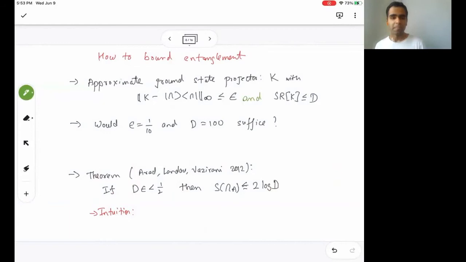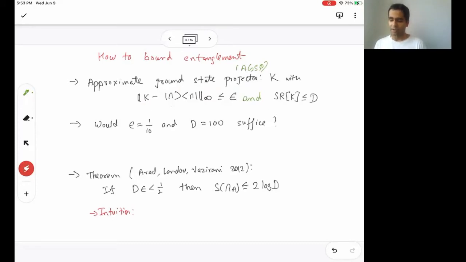Yeah, okay. So again, just to summarize what I showed in the previous slide, the goal is to find this approximate ground state projector, also known as AGSP, which is an operator K with the property that K approximates the ground state in L infinity error up to error epsilon, and the Schmidt rank is some number, let's call it D. So let's look at this for a moment and ask a simple question.